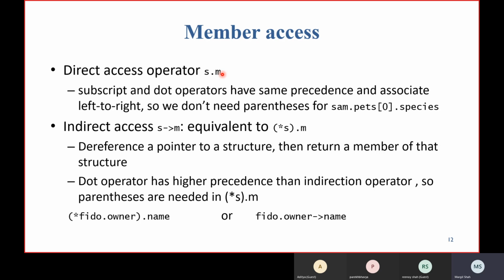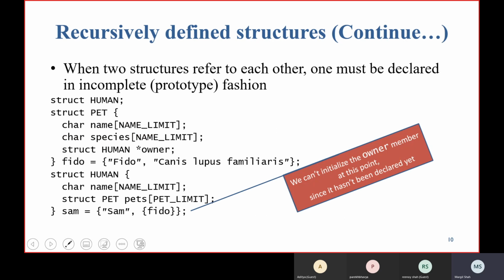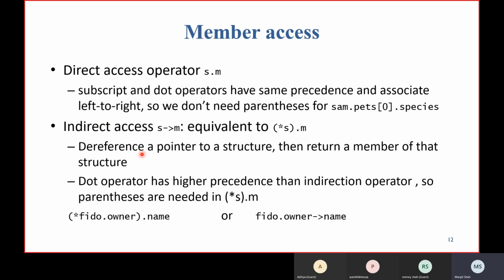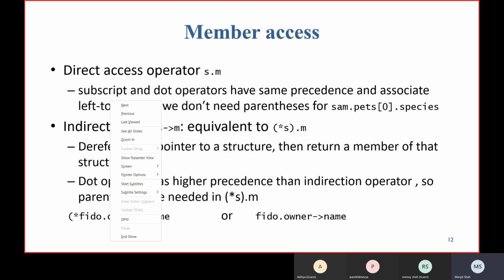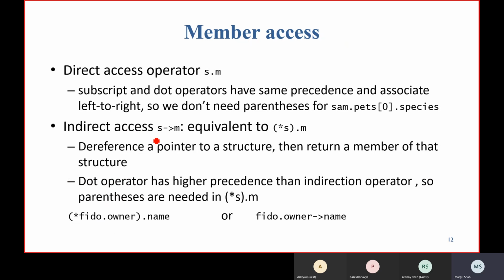Indirect access. Why indirect access? Because suppose we are trying to access a pointer variable. In that case, indirect access is required. So s arrow m, this is the member access operator, that is equivalent to (*s).m. Either we can go for this, or we can use this one.